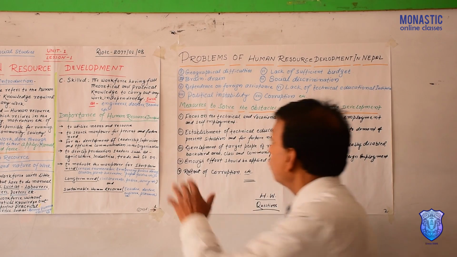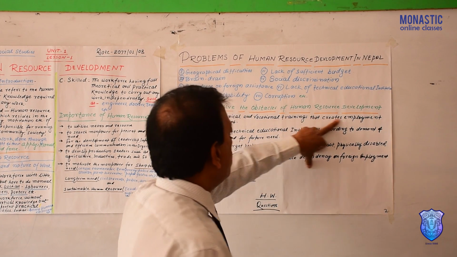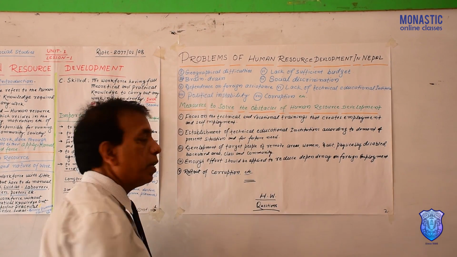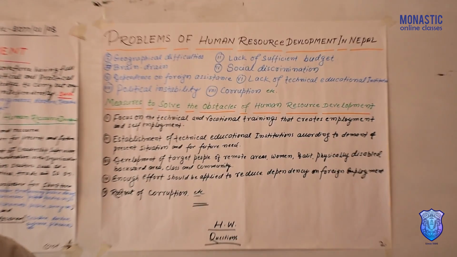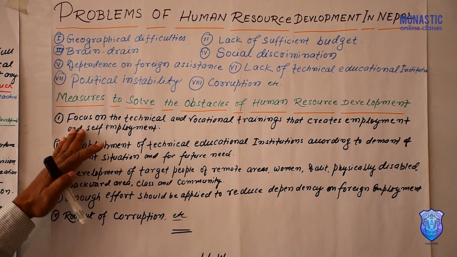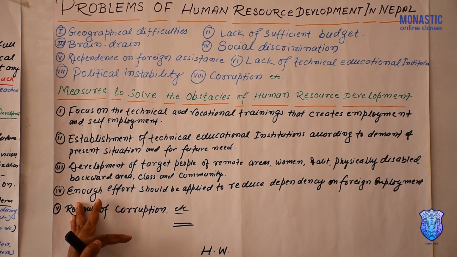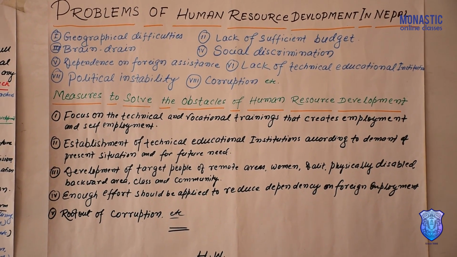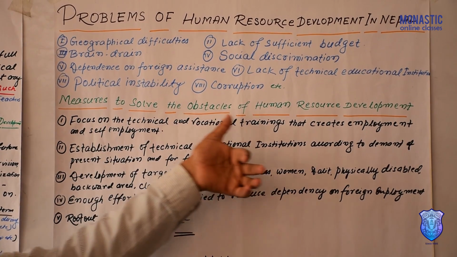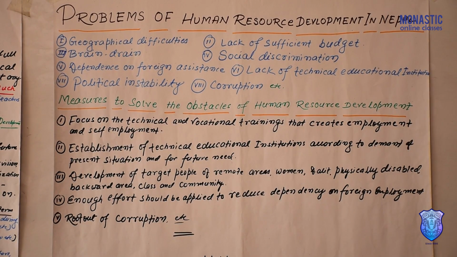So what are the measures to solve the obstacles of human resource? Here five points are given. You can copy this, because this is also one big problem here. This can also ask for 4 marks in your SSC examinations. So these are some measures for the obstacles of resources.